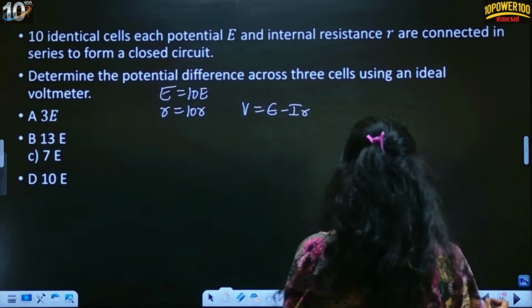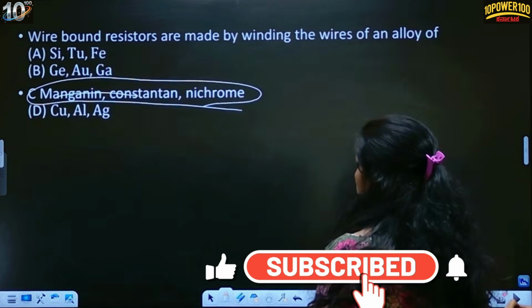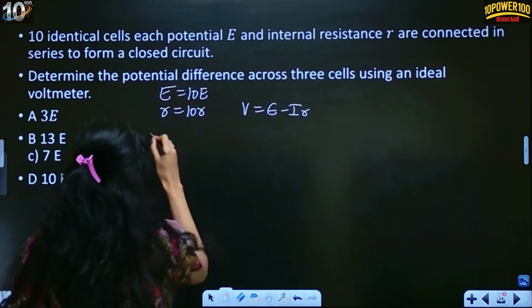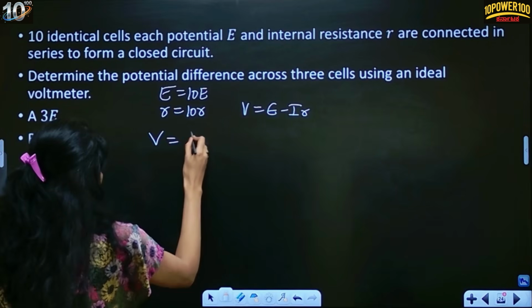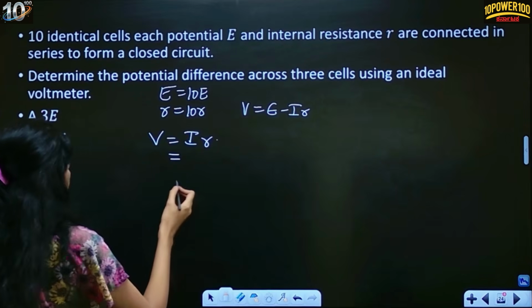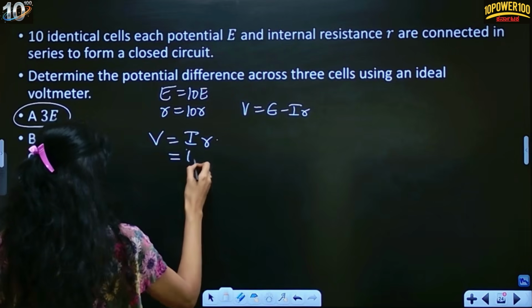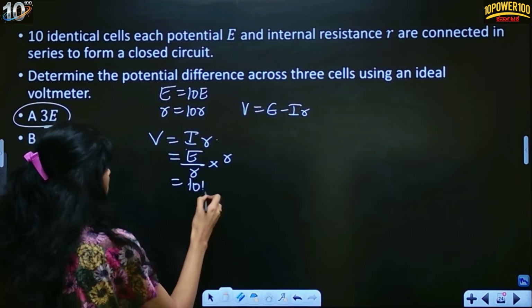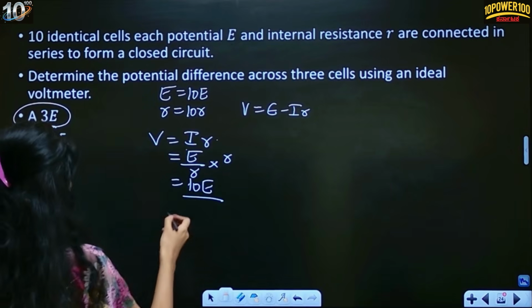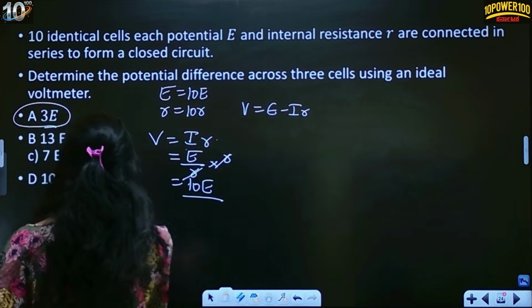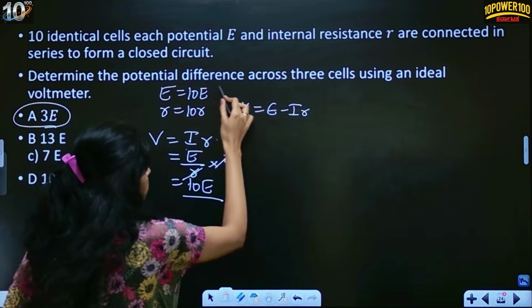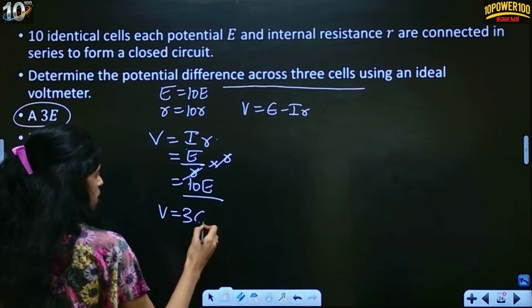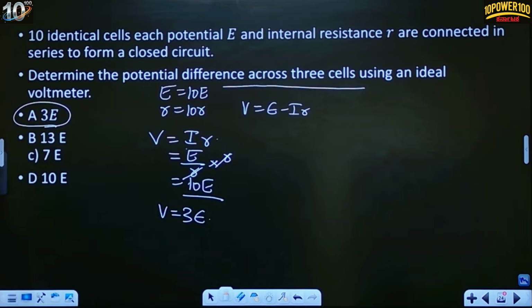Not this. So for the potential difference across 3 cells, you can just take the direct formula, I into R. I'll take I as E by R, multiplied by R. The total EMF I know is 10E, and R gets cancelled, right? Directly you can take it as 10E, but here they're asking for the potential difference across 3 cells. So the voltage will be 3 times the cell's EMF. So finally the answer is 3E, guys.